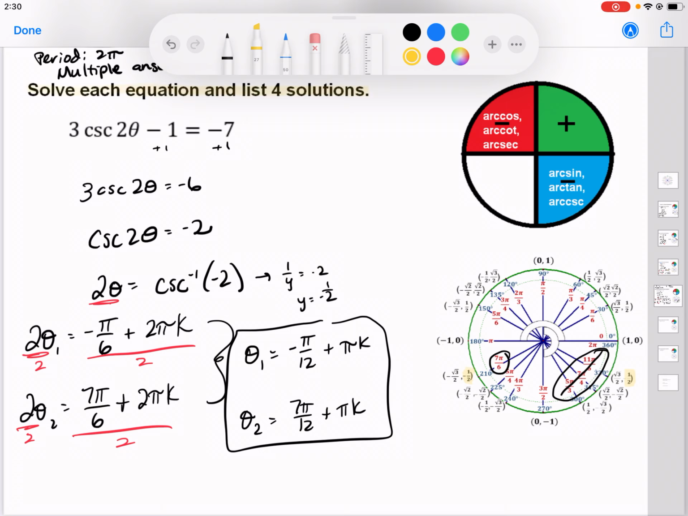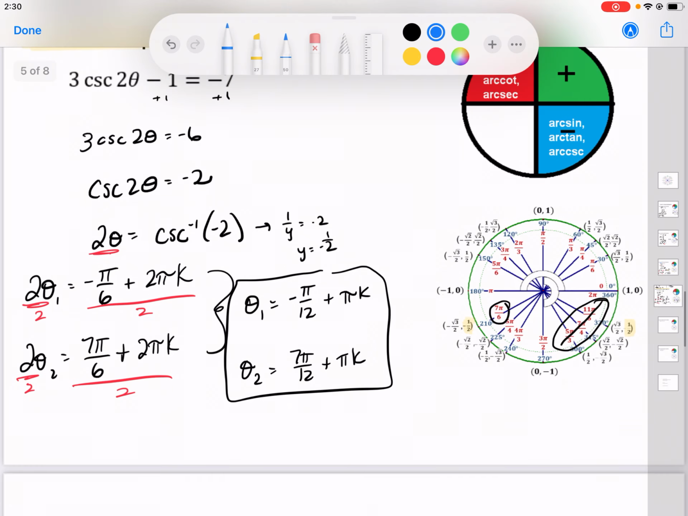However, take note, it's not asking us for the general equations. We need to list 4 solutions. Okay, so down here I'm going to go ahead and put my 4 solutions. Okay, so 2 of them are just the -pi/12 and the 7 pi/12. Those ones are easy. Okay, so I'm just taking these numbers right here.